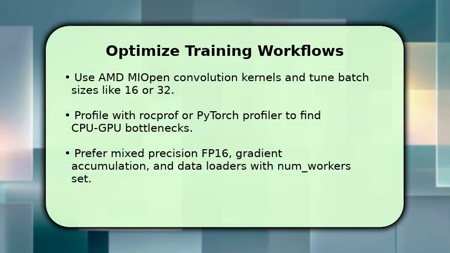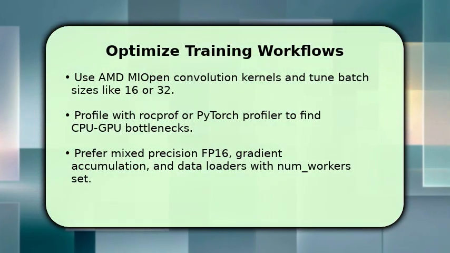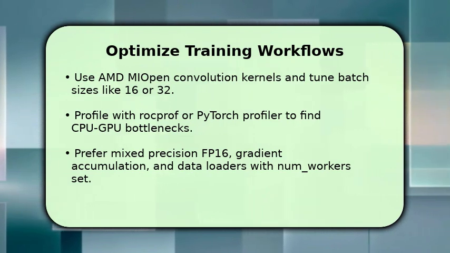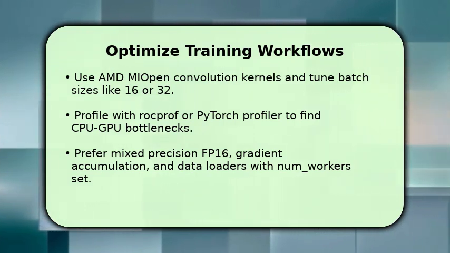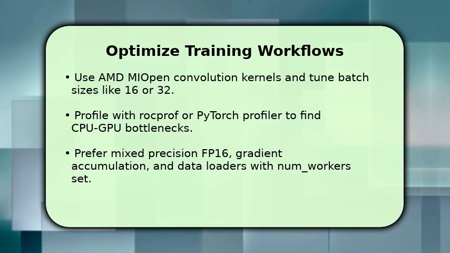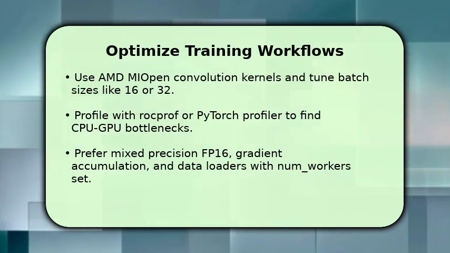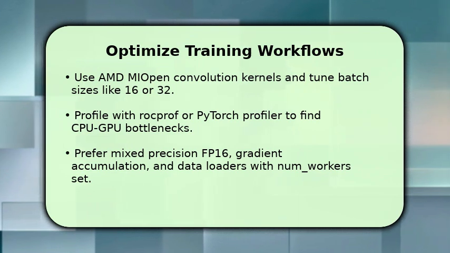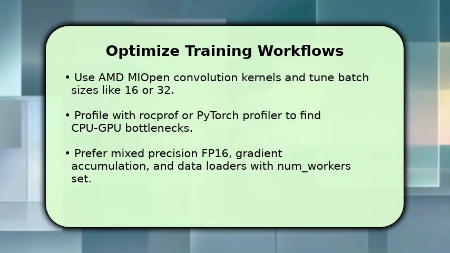Use MIOpen convolution kernels and the ROCm-optimized math libraries for best throughput. Profile training runs using rocprof or the PyTorch profiler to identify CPU-GPU synchronization bottlenecks. Adjust data loader num_workers to saturate GPU I/O without causing CPU contention.